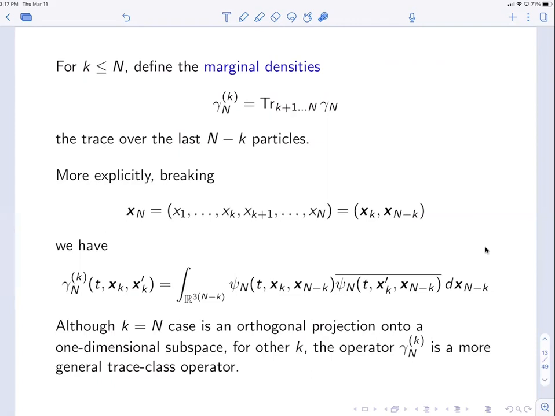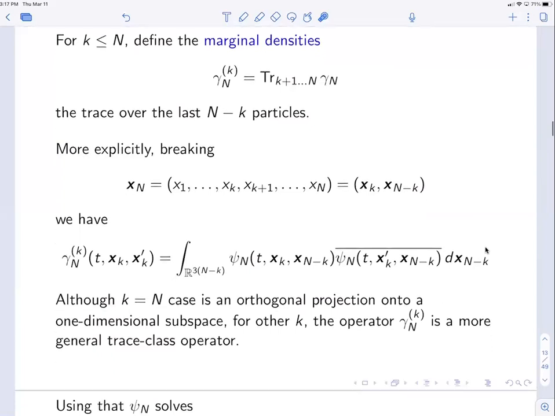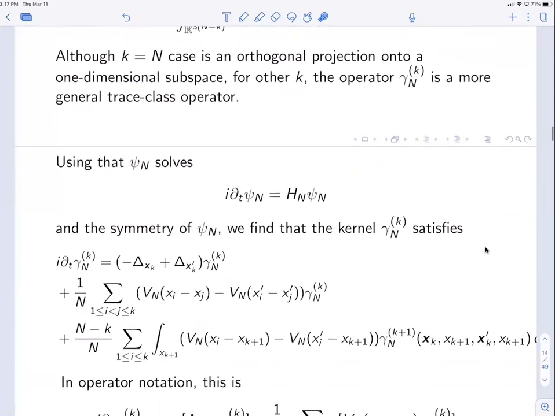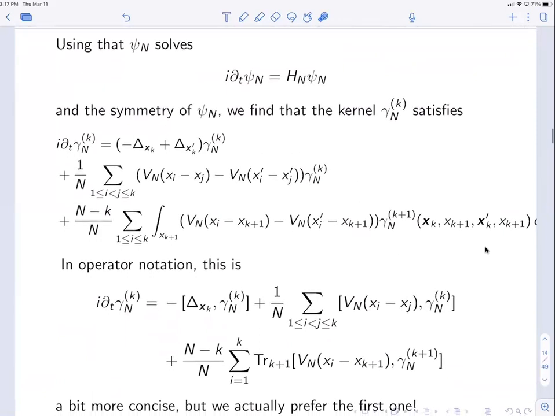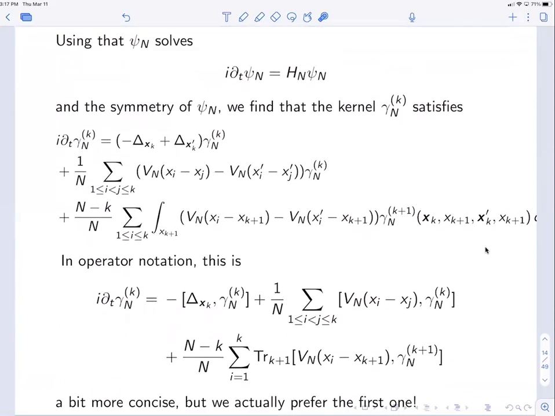Although before you start taking traces, when k is equal to N, that is an orthogonal projection onto a one-dimensional space, a rank 1 operator. For other k, these marginal operators are just more general trace class operators.